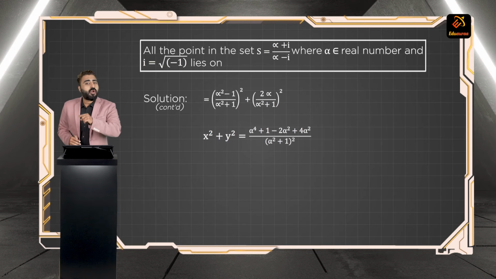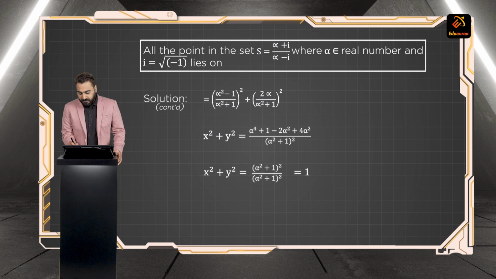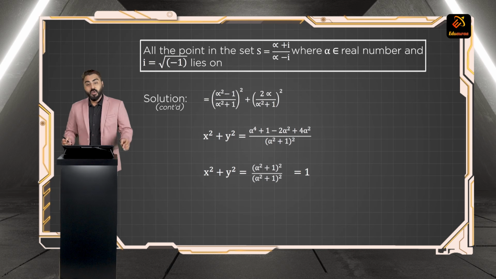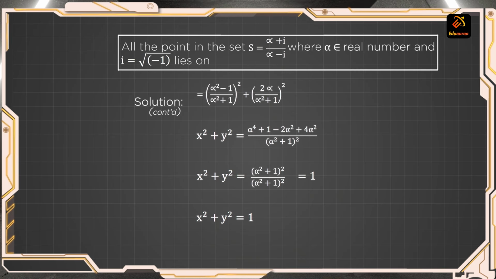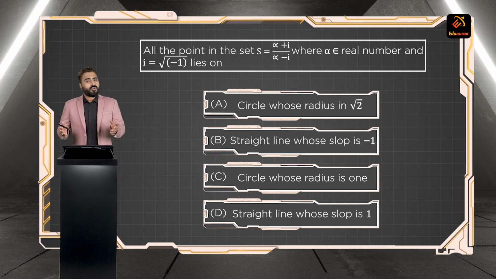Now students, if you see your numerator properly, it is in the form of a perfect square, that is (alpha square plus 1) whole square upon (alpha square plus 1) whole square, which gets cancelled out, and this is nothing but 1. So we get x square plus y square is equal to 1. This is the equation of a circle which has radius 1. So from this we can say that it is forming a circle whose radius is 1. So students, what will be the correct option? None other than option C.